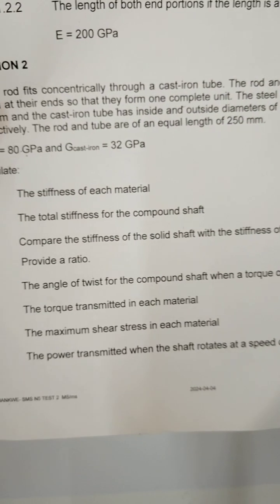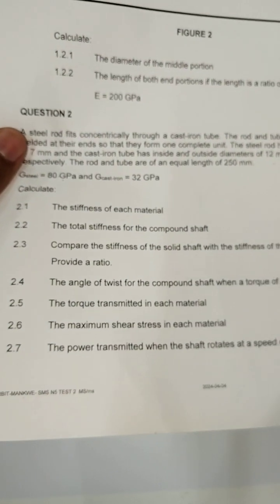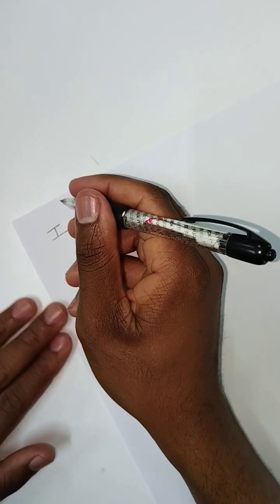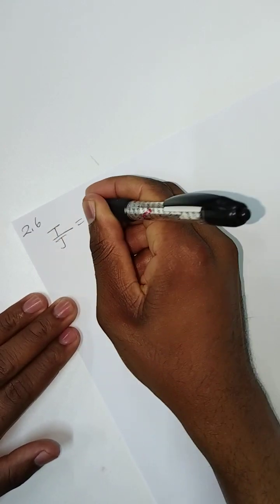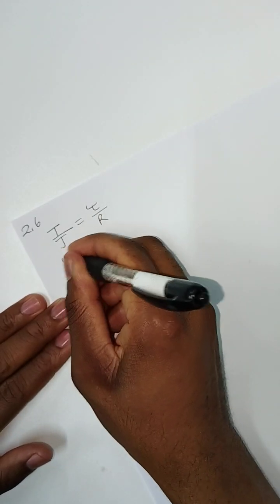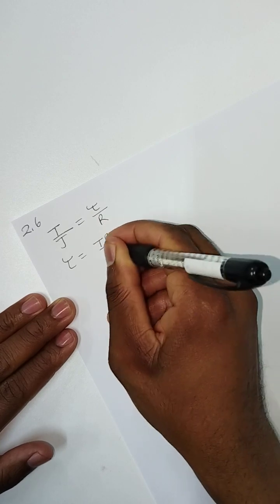Right, 2.6, the maximum shear stress in each material. So we're going to use the very same formula, torque equation. We can say T over J equals to shear stress over R. Then we're looking for shear stress. Shear stress equals to TR over J.